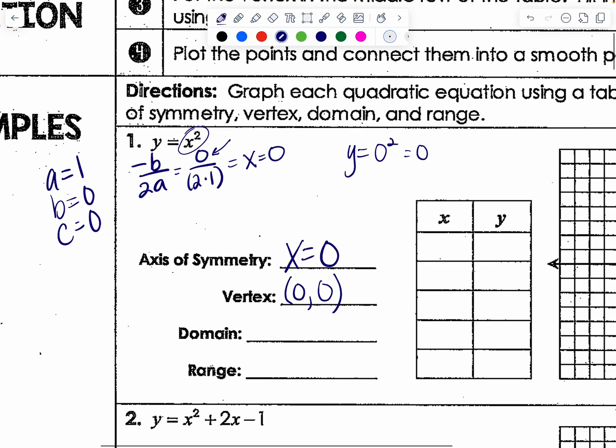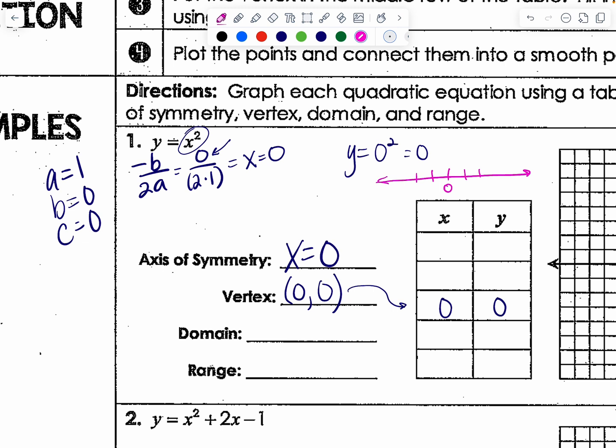Now, when we're going to the table, we always want to put our vertex right here in the middle. So we're going to put 0 and 0 right there. Then we have to come up with numbers to put in our x column. The easiest way to do that is to think of numbers that surround 0 on a number line. So here's my number line, and I have 0 right in the middle. I want to think about the 2 numbers to the left of 0 and the 2 numbers to the right of 0, and those are the numbers I'm going to use to fill in my x column.